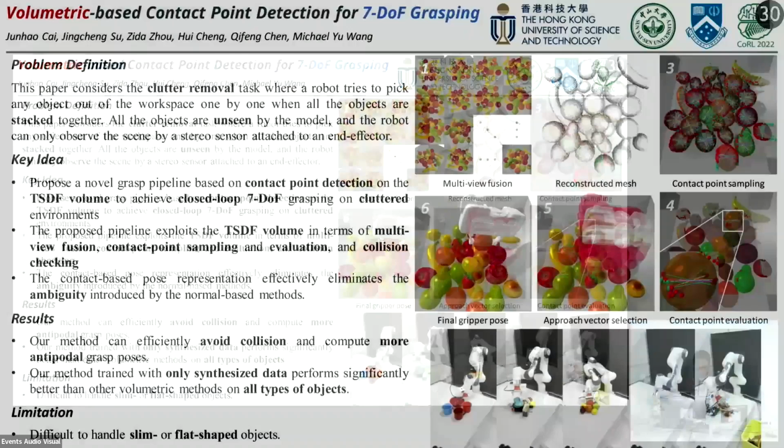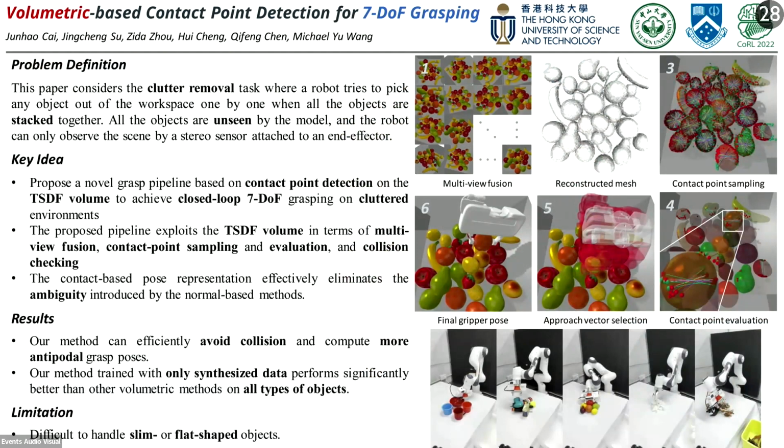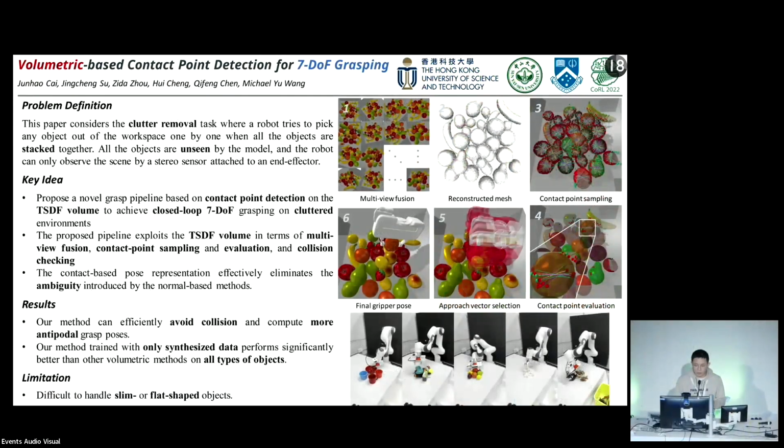And the key characteristic of this pipeline is the context-based pose representation that can avoid the ambiguity problem of the function mapping from visual observation to gripper poses. And we also make use of the TSDF volume to facilitate the multi-view fusion, the contact point sampling, and the collision checking. And for more detail, welcome to join our poster session.